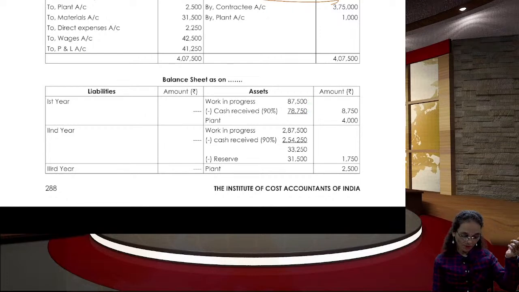87,500 was the opening work in progress we had. From that, 90% was received as cash. So this is the only asset shown in the balance sheet, and the plant is also shown in the asset side of the balance sheet. In the second year, you need to be very careful here.